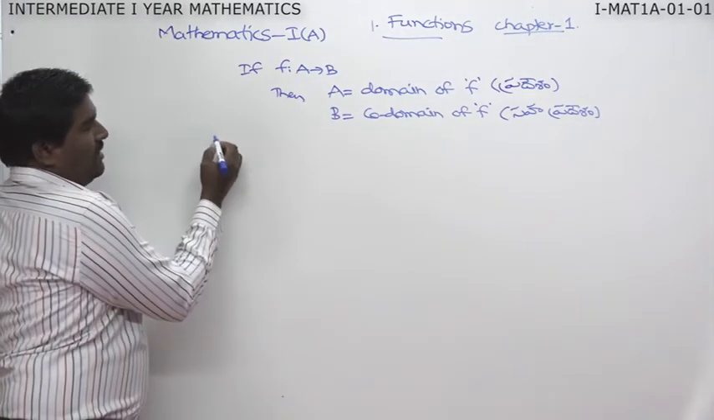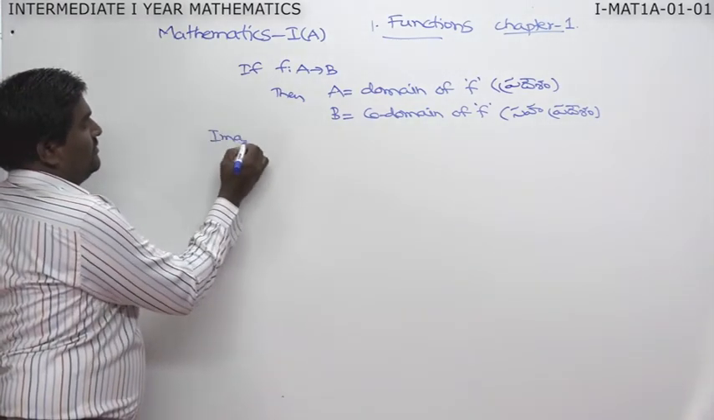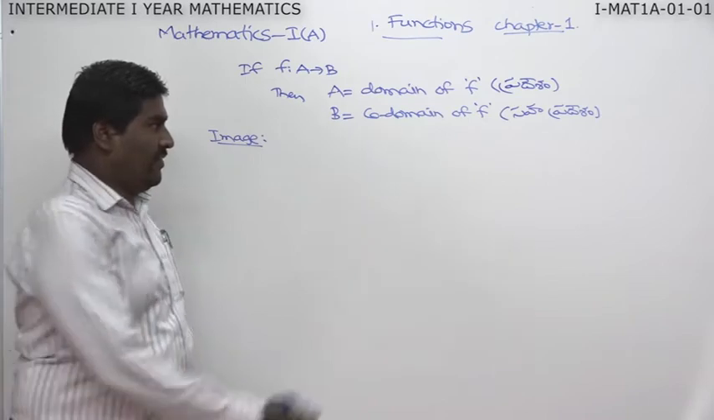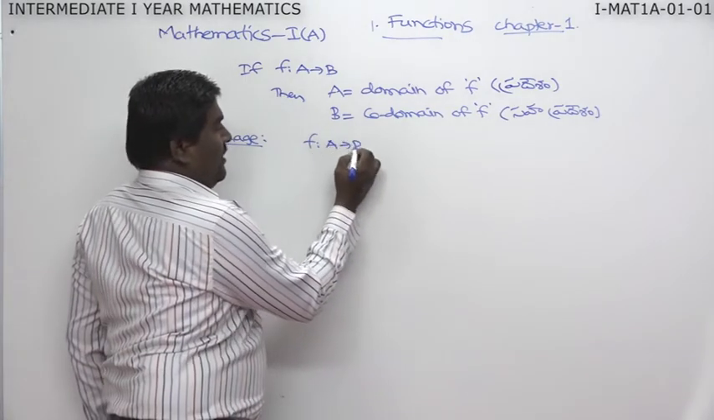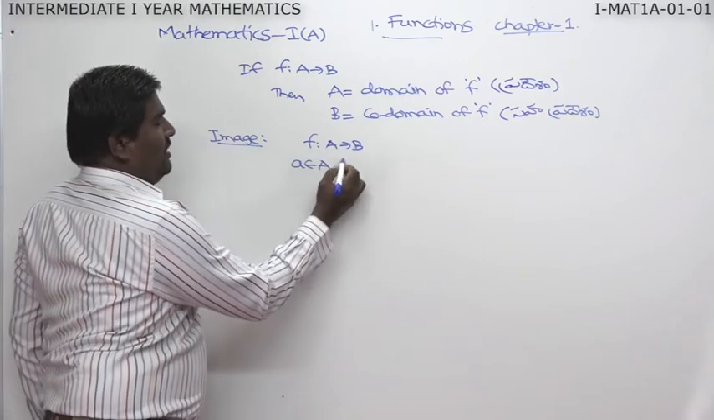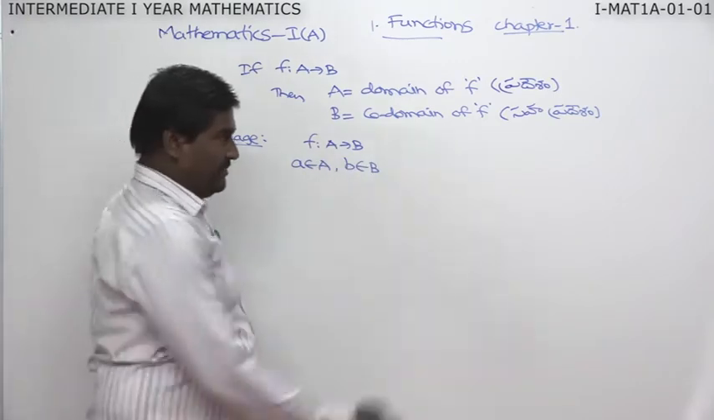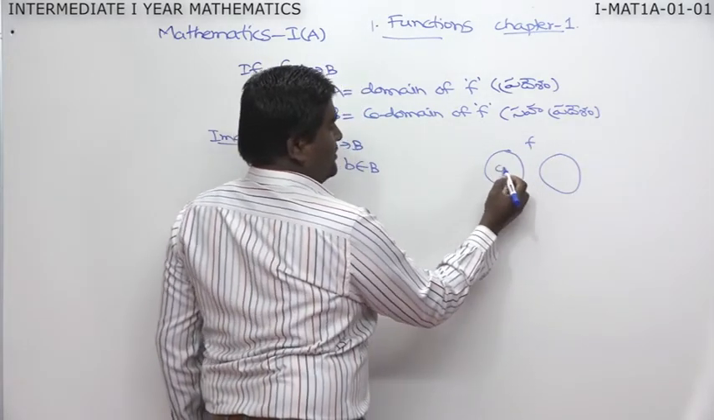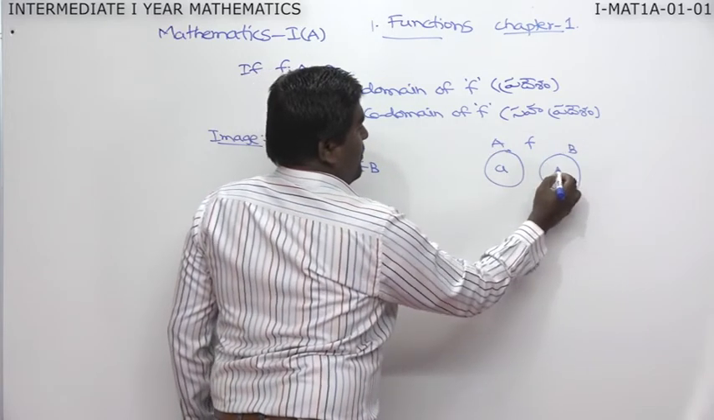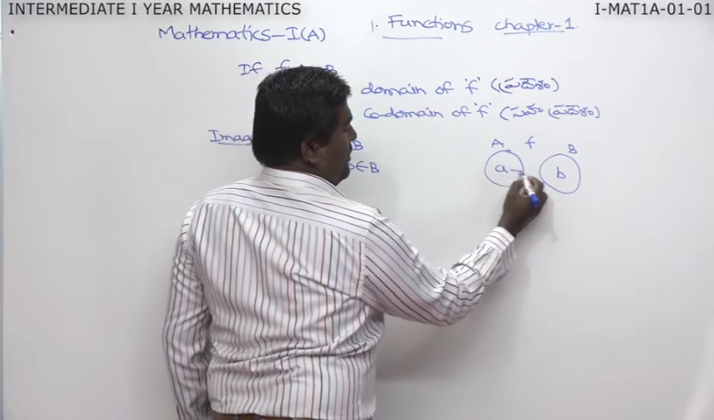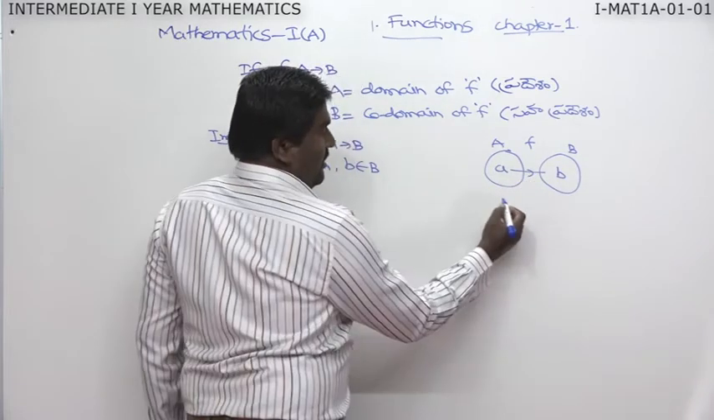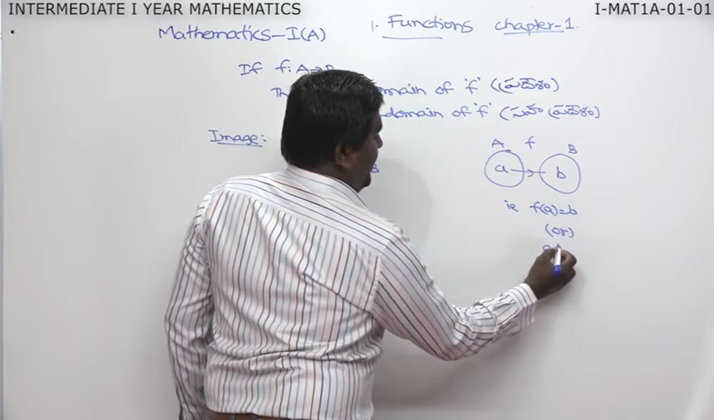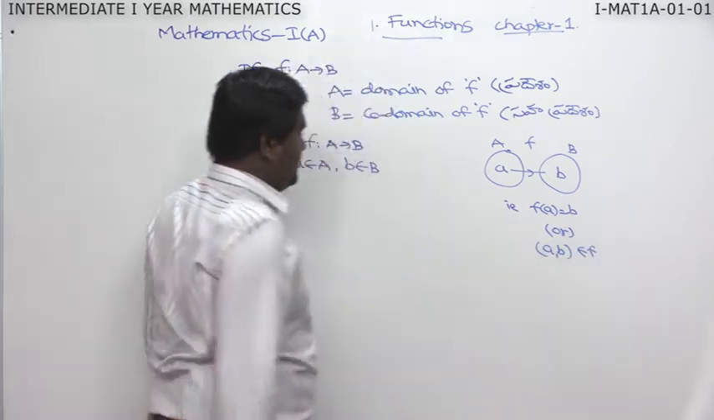Later we have another concept, image. What is an image? If f is a function from A to B, A is containing an element small a, B is containing an element small b. Here we have to take the function f as: a is an element in capital A, b is an element in capital B. That is f of a is equal to b, or the ordered pair (a, b) belongs to f.